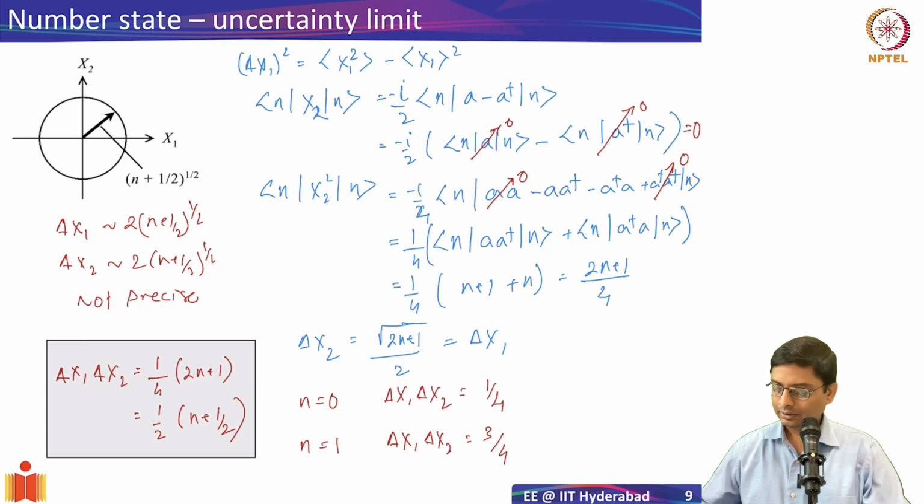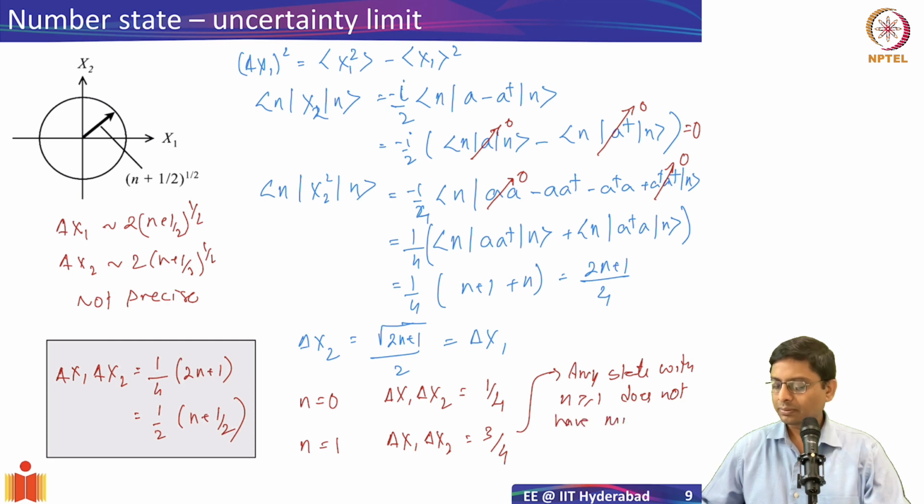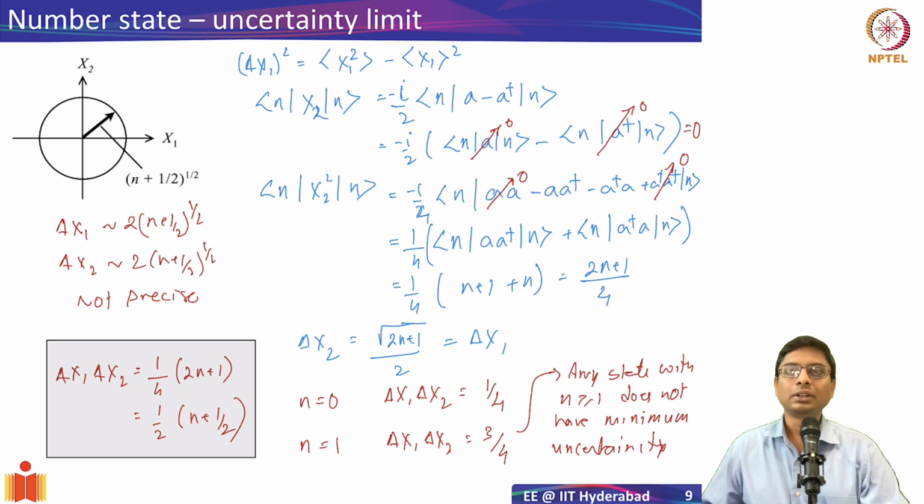And any state with n greater than or equal to 1 does not have minimum uncertainty. Right? That's what we are saying. So, okay, the question is: n equal to 0 number state, is it a vacuum state? Yes, there are no photons in it, so it's vacuum state.